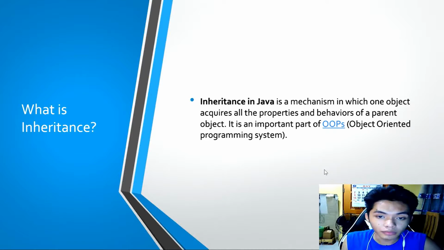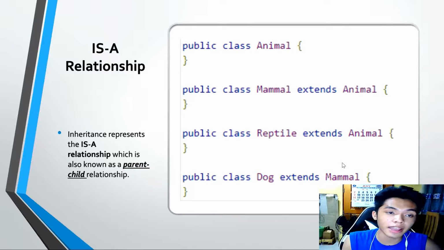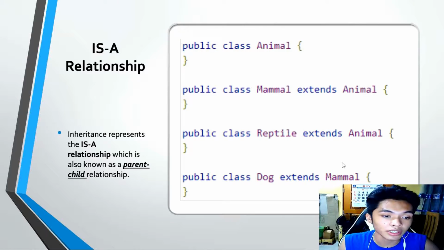So next one is the IS-A relationship. Inheritance represents the IS-A relationship, which is also known as a parent-child relationship. So let us see how the extends keyword is used to achieve inheritance.